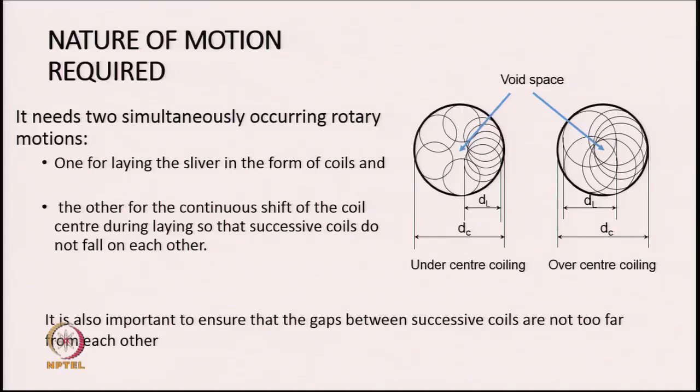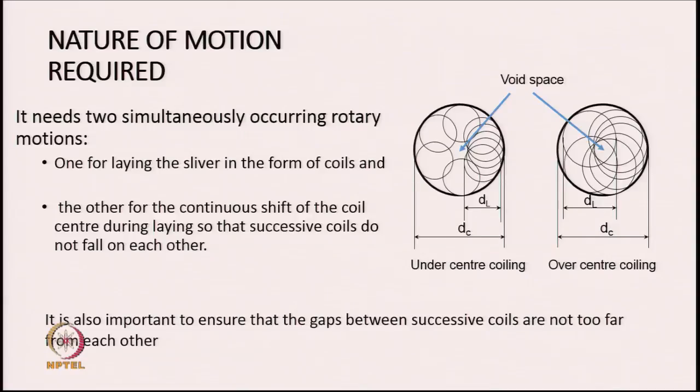It needs two simultaneously occurring rotary motions. You can see in the diagram that there are two types of coiling being shown here. One we know as under center coiling on the left hand side of the diagram, and the other one is over center coiling. Now, what is the difference between these two coiling?